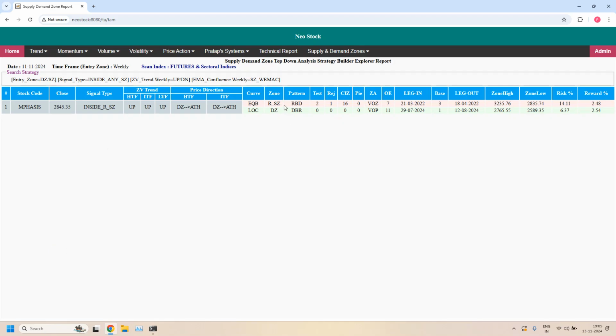This weekly supply zone is having weekly EMA Confluence. Okay, next.